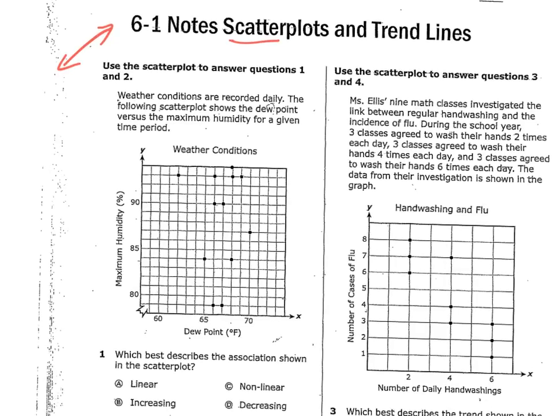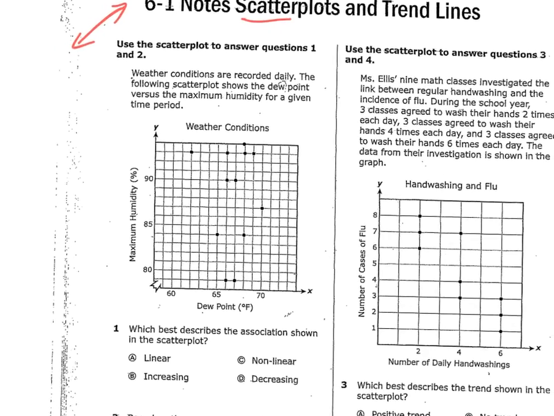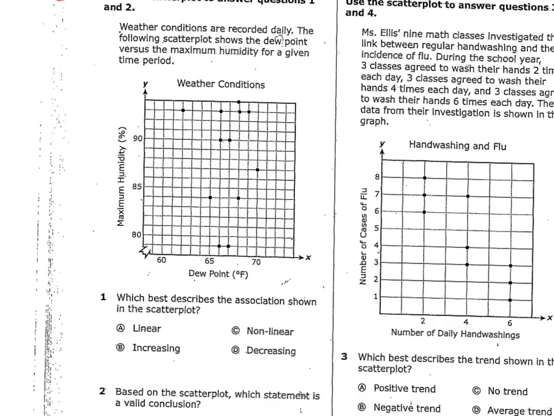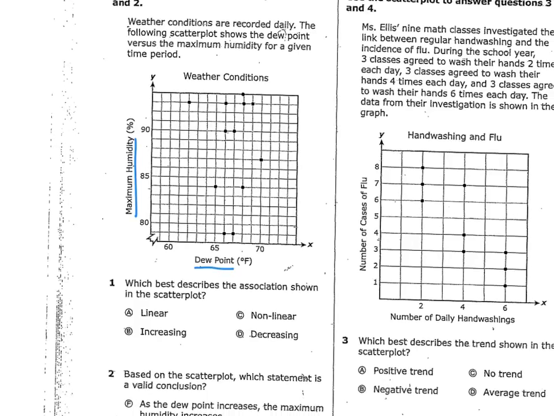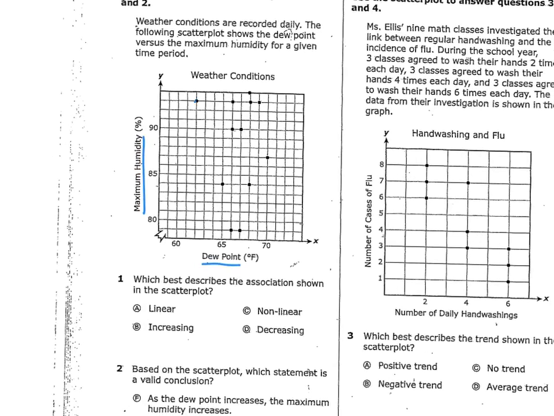So the first one, use a scatter plot to answer questions 1 and 2. The weather conditions are recorded daily. The following scatter plot shows the dew point versus the maximum humidity for a given time period. Okay, so we're looking at the humidity over the dew point, or Fahrenheit. Okay, so we've got points here, here, here, here. And so if we look, there's not really a trend. So not a positive trend, not a negative trend.